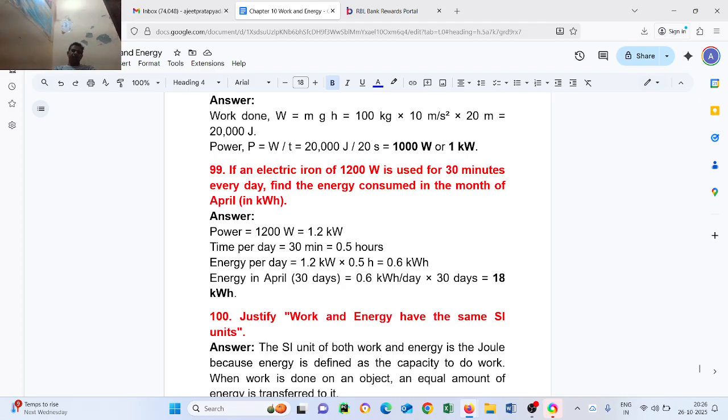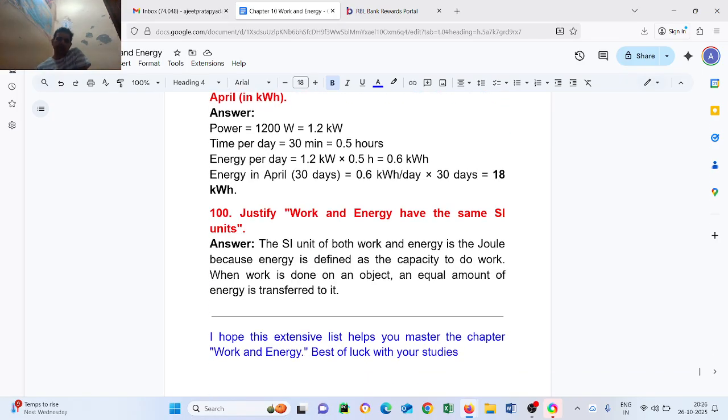Question number 99. If an electric iron of 1200 watt is used for 30 minutes every day, find the energy consumed in the month of April in kilowatt hour. Power 1200 watt = 1.2 kilowatt. Time per day 30 minutes = 0.5 hour. Energy per day = 1.2 kilowatt multiplied by 0.5 hour = 0.6 kilowatt hour. Energy in April is 30 days multiplied by 0.6 kilowatt hour per day = 18 kilowatt hour.